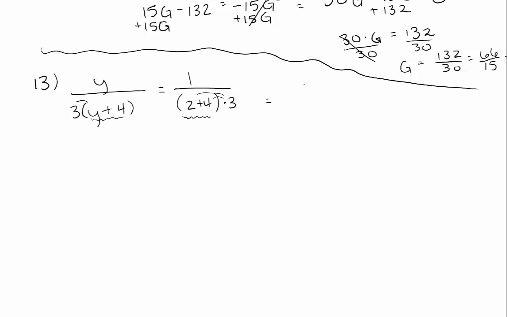And so if I rewrite my problem, I have still y on the top. I can't really do anything with just y. And then on the bottom, I'm going to distribute that 3 to the y. So I have 3y plus, and then I distribute the 3 to the 4, and I have plus 12. And then my other side of the equation looks like, well, there's just a 1 on top. And then I'm going to do inside the parentheses, 2 plus 4 is 6, and then I multiply the 6 by the 3, and I get 18.